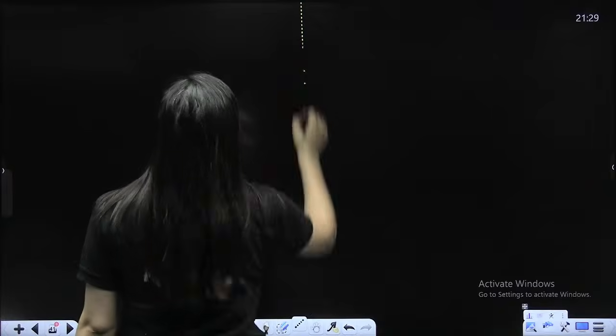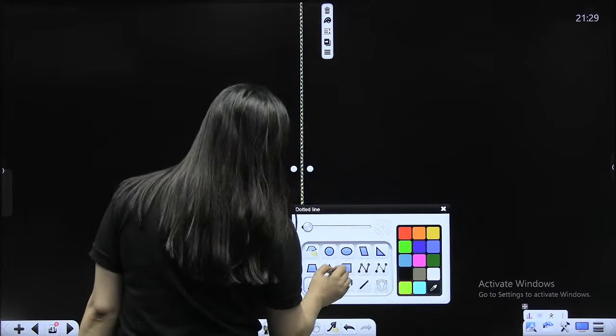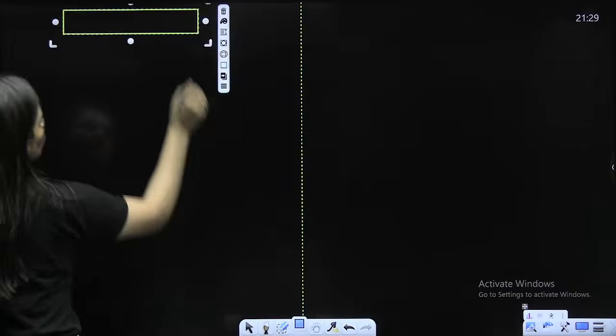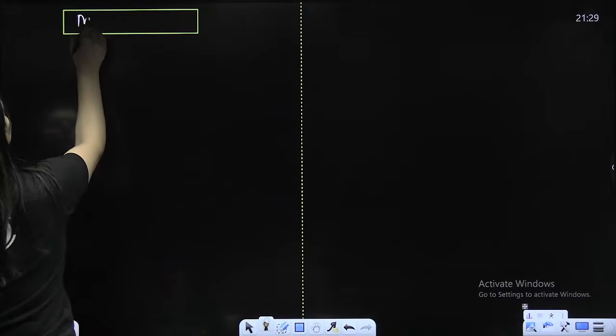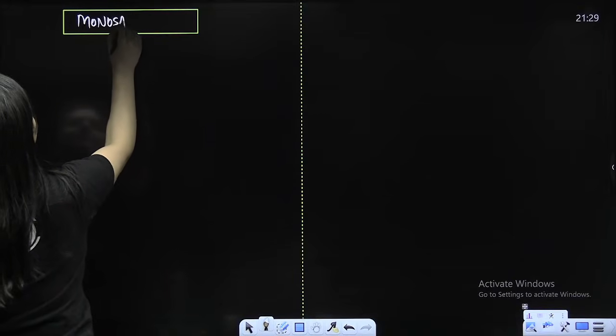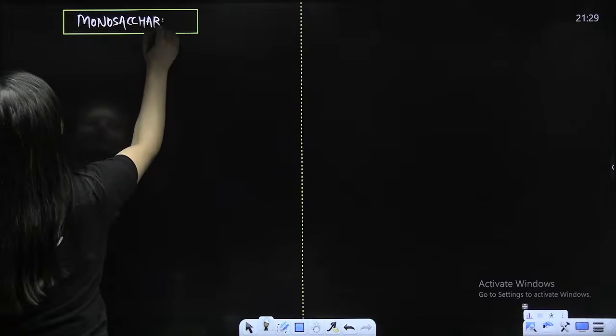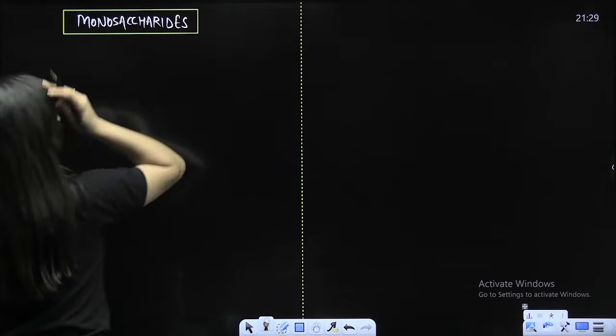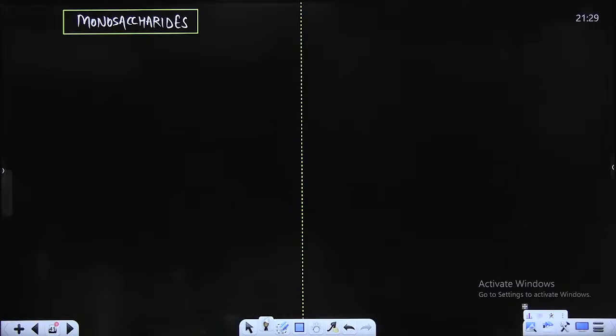What are we going to discuss? We are going to talk about the monosaccharides. First of all, we will talk about the monosaccharides. Ready? So up to this part, any doubt? Sure? So let's talk about the monosaccharides, the simplest carbohydrates which cannot be further hydrolyzed.